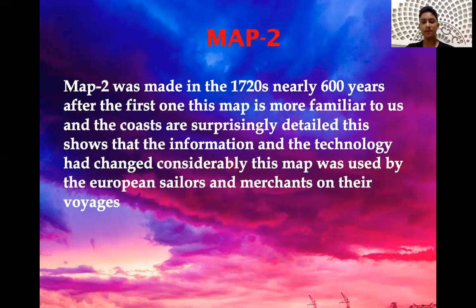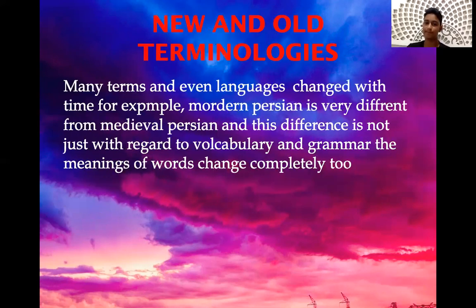Let's talk about map 2. It was made in the 1720s, nearly 600 years after the first map. It looks more familiar to us and it's pretty similar to what we use nowadays. The coasts on this map are surprisingly detailed. This shows that information, technology, transportation, and all sorts of things have changed considerably in these 600 years. This map was used by European sailors and merchants on their voyages.